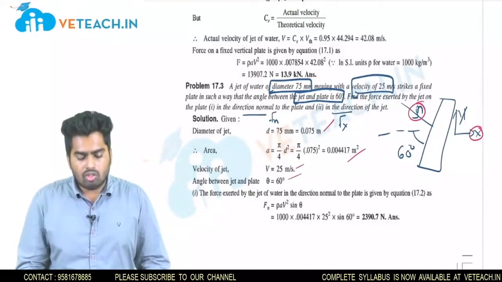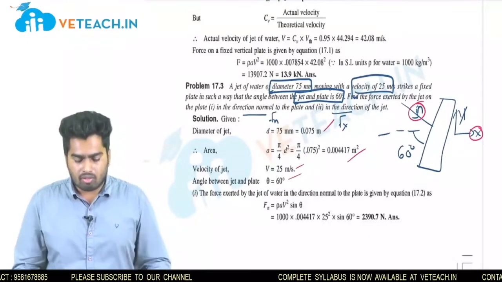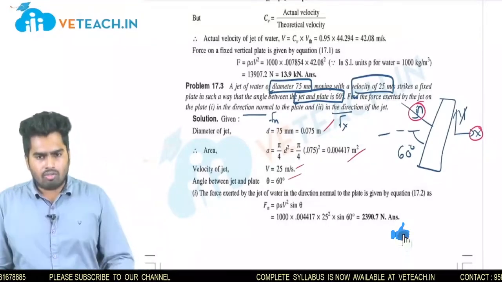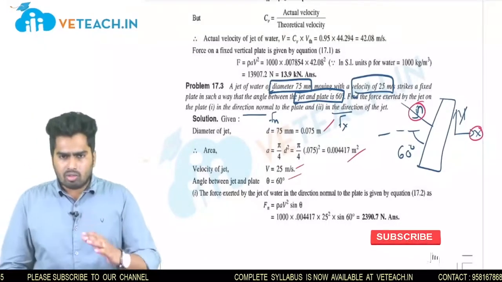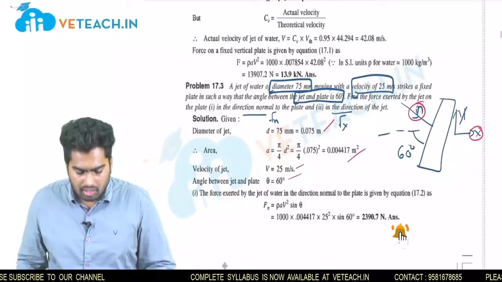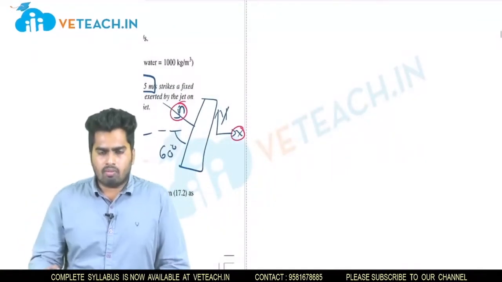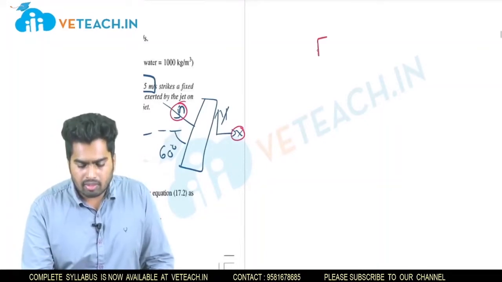Now the first part asks to find Fn. What is the formula for Fn? If you remember the empirical formula, it is rho a v square sin theta. If you don't remember the empirical formula, you can derive it instantly. For this sum I will explain how to derive the formula instantly. For every sum we will write the formula directly, so if the formula is not given to you, please remember the basic formula.